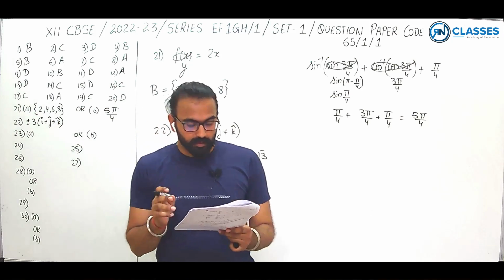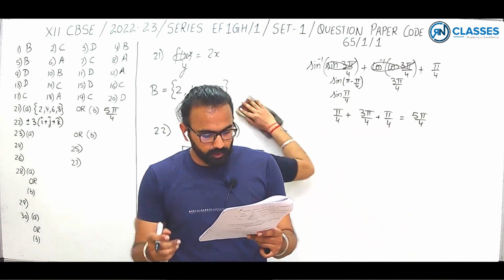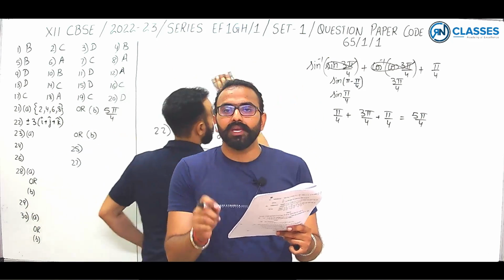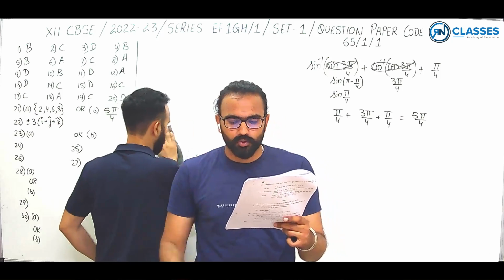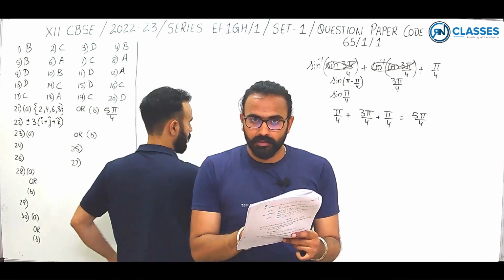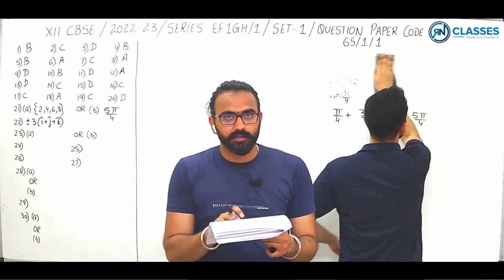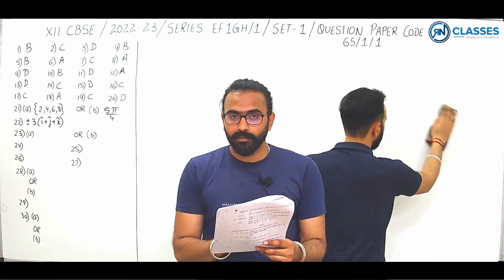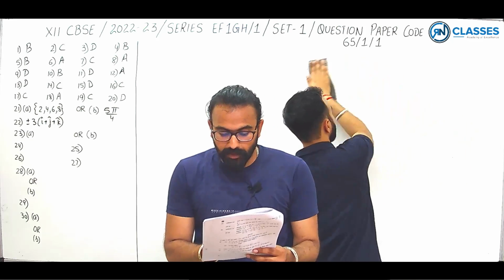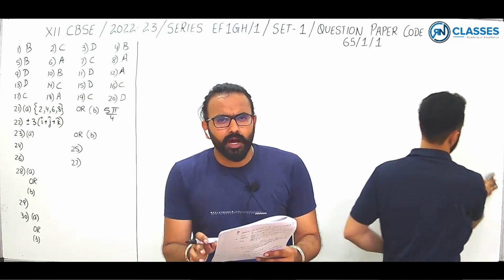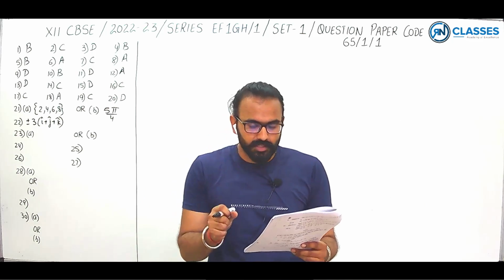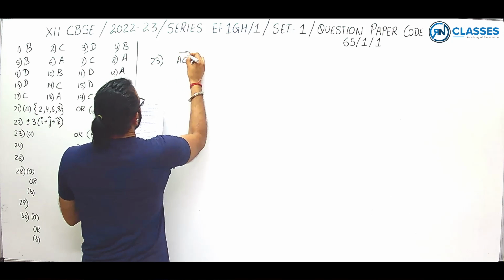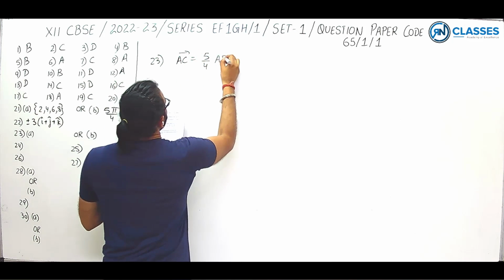Now question number 23, again choice was given in this question. So the first part is: position vectors of the points A, B and C as shown in the figure below are A vector, B vector and C vector respectively. If AC vector equals 5 by 4 times AB vector, then express C vector in terms of A and B. कुल मिला के मेरे को C, A, B में एक रिलेशन चाहिए, and for that we are given that AC vector equals 5 by 4 times AB vector.